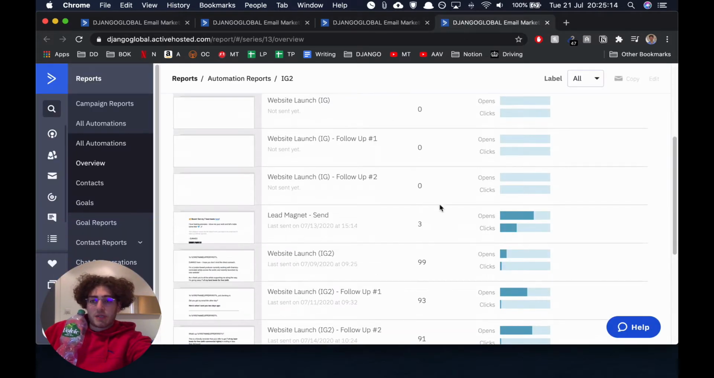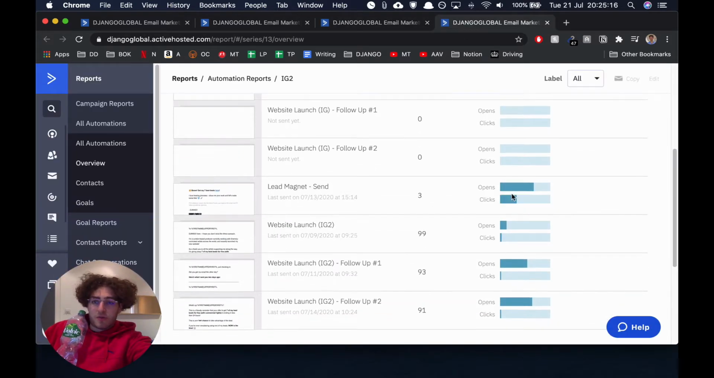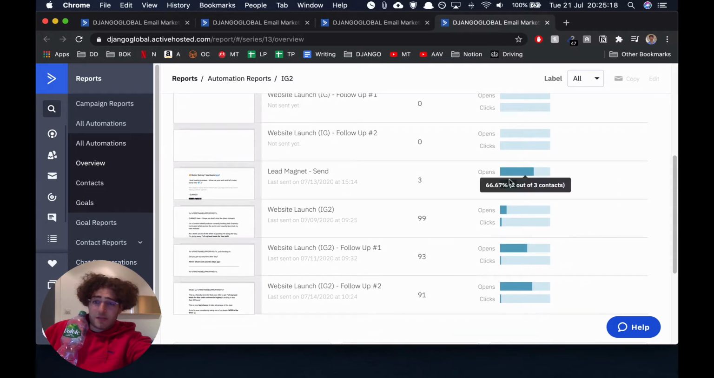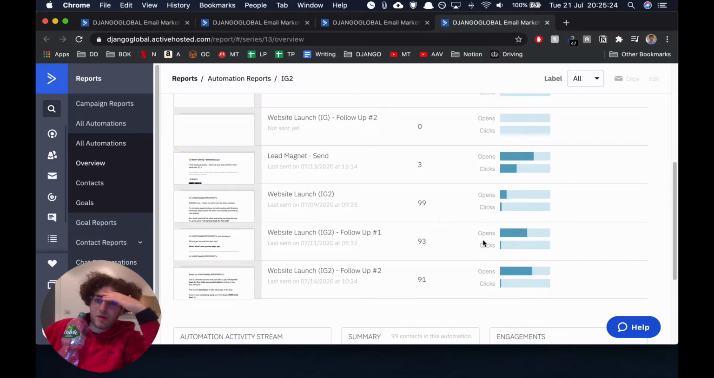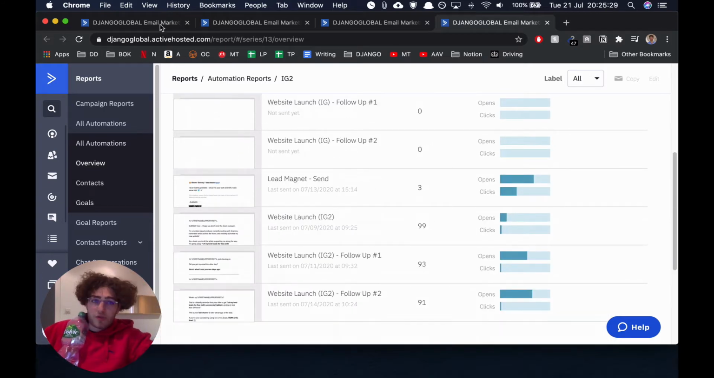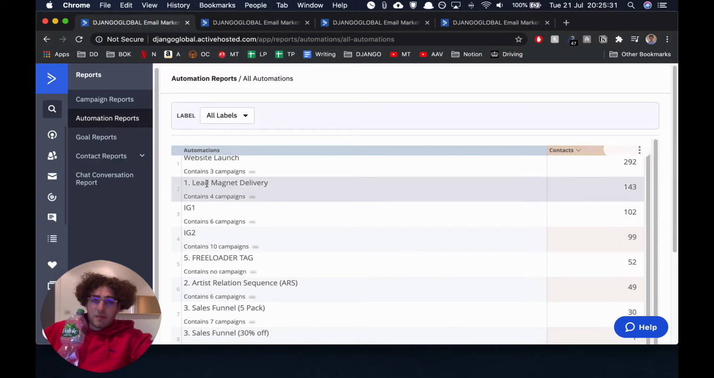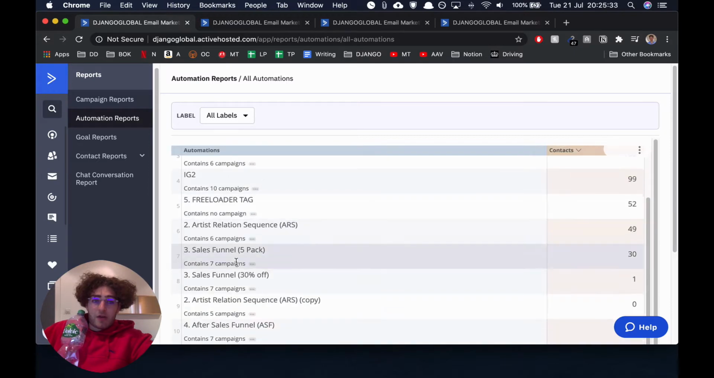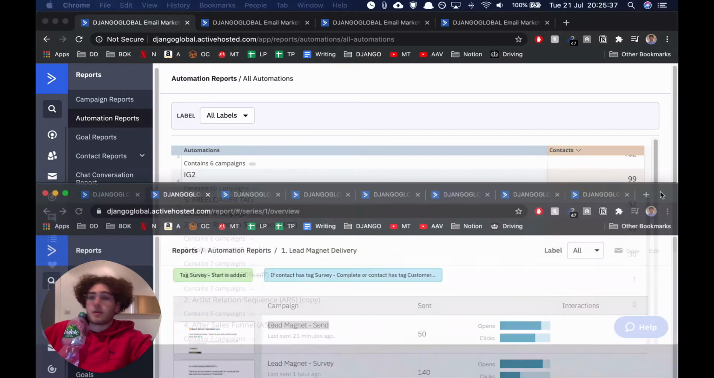IG2 is a similar situation, the open rate's kind of high. That's the lead magnet send. Only one of the three people that actually did the survey even opened the email. The click rates here are awful as well, so I think we can ignore those. The meat of it is going to be looking into the lead magnet, the ARS, and the sales funnel analytics. So I've got them up here.